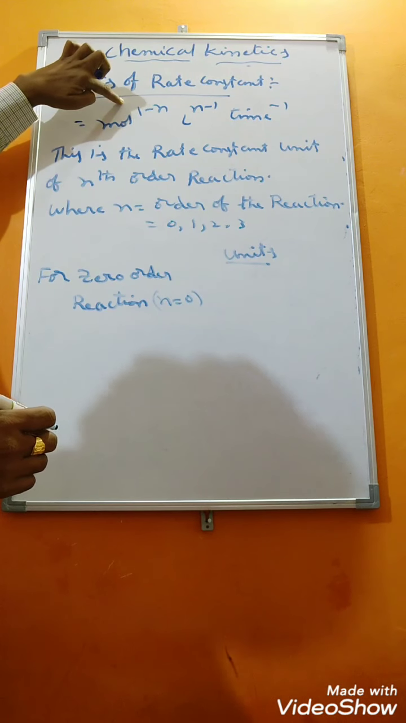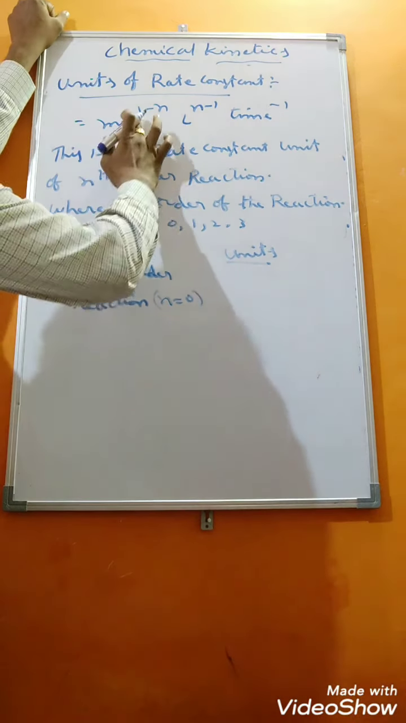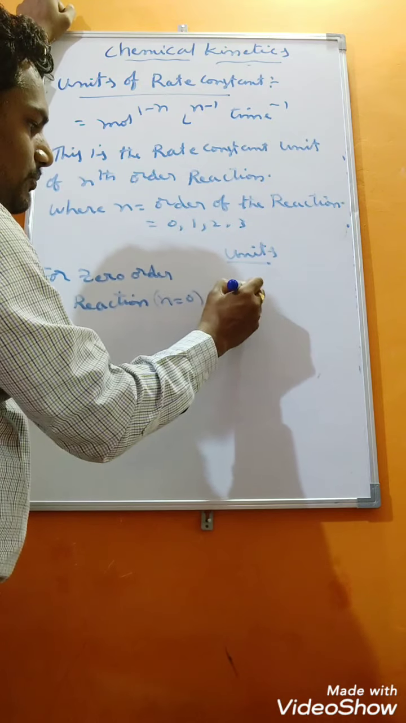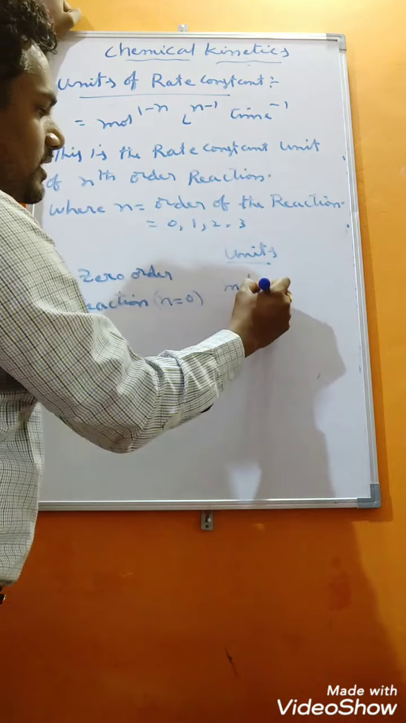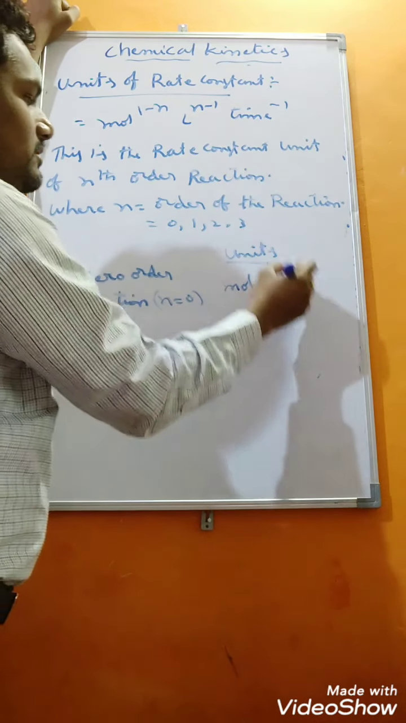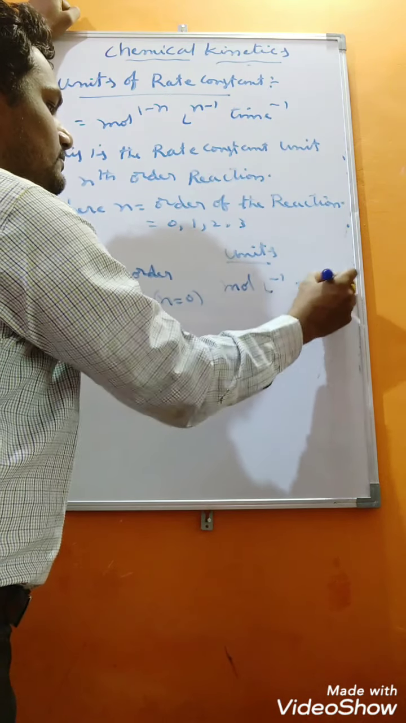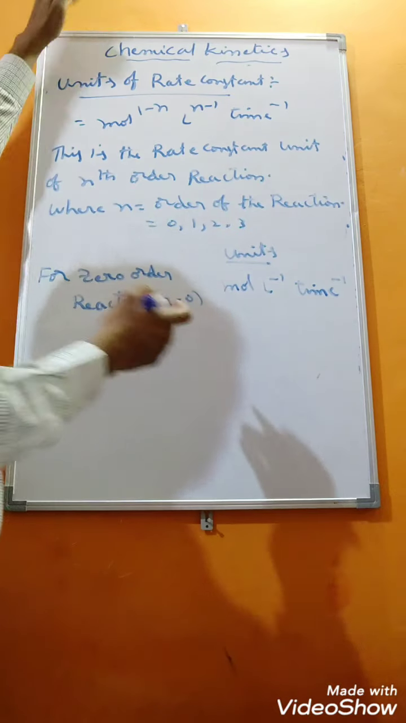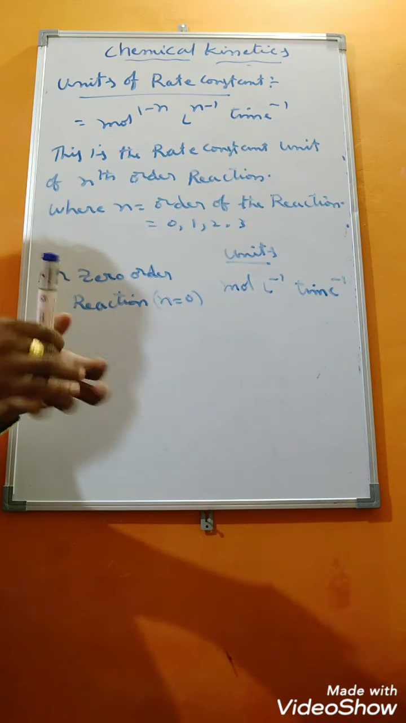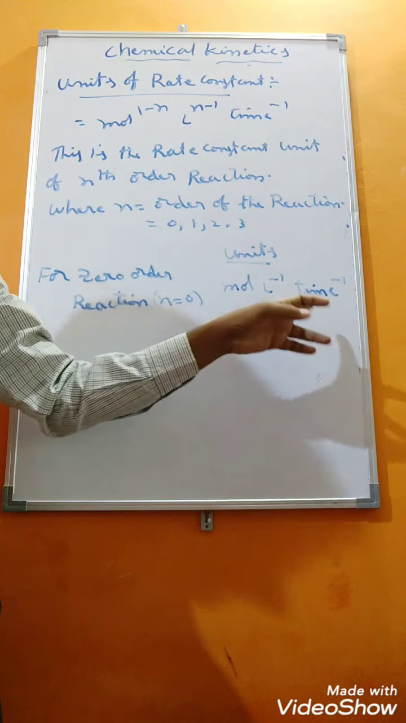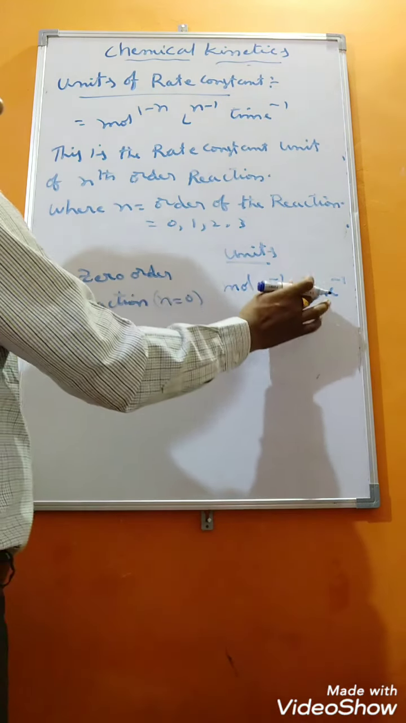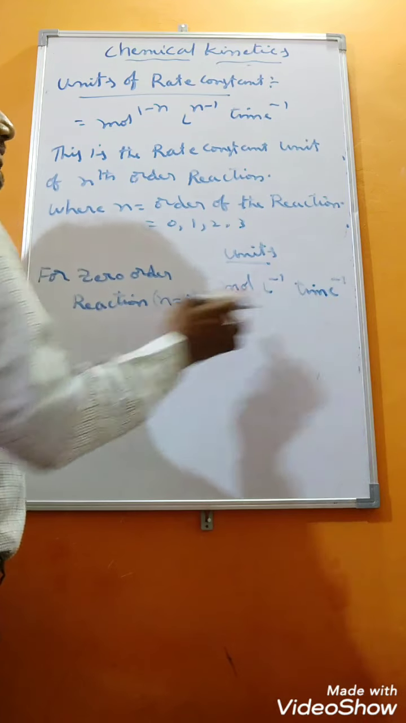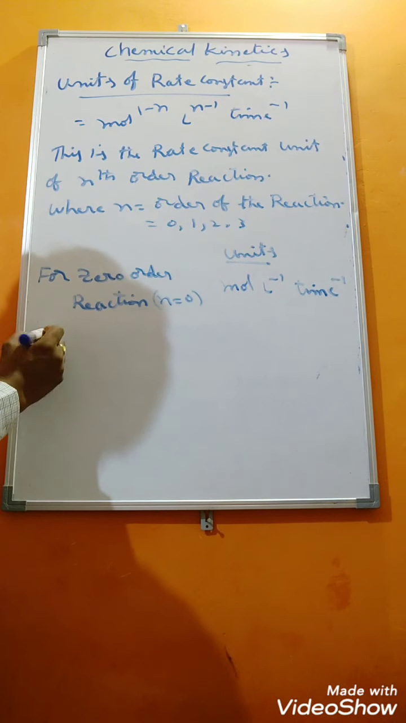What are you going to get here? The unit: mole power 1 minus 0, that is nothing but mole. Liter power n minus 1, that is 0 minus 1, liter power minus 1, time inverse. Here time inverse depends upon the given data. They may give in seconds or minutes also. We should check and write second inverse if it is seconds, minute inverse if it is minutes. This is for zero order reaction.